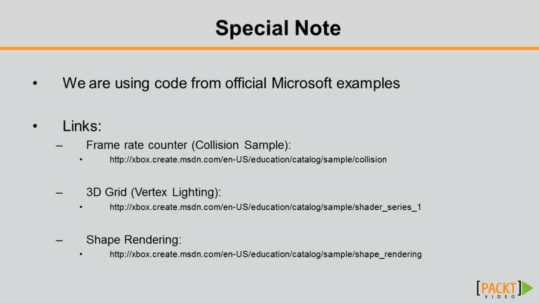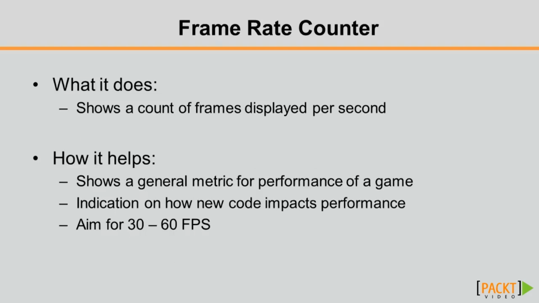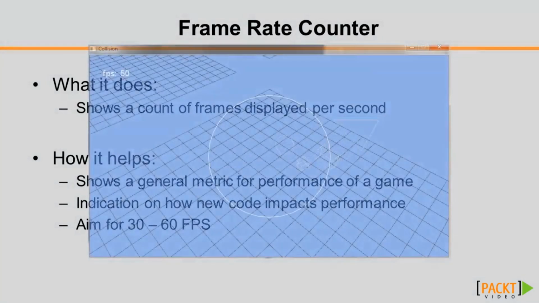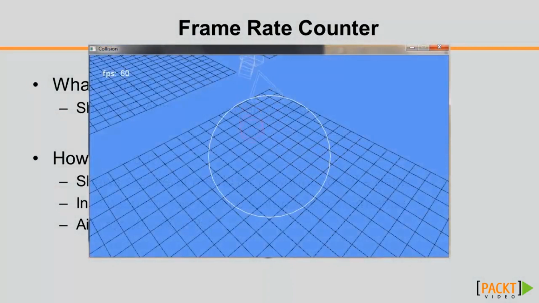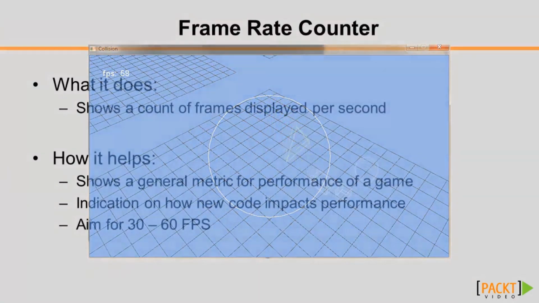In particular, we will be borrowing code for the frame rate counter from the collision sample, the grid from the vertex lighting sample, and the shape rendering from the shape rendering sample. For more on these samples, please see each of the provided links. Now, onto the tools. The frame rate counter is one of the most useful debugging tools that game developers use today. It shows us an approximate amount of frames that are displaying on screen at any 1 second. This is very useful to us since it's widely used as a measurement for performance and can help us see how new code affects a game.